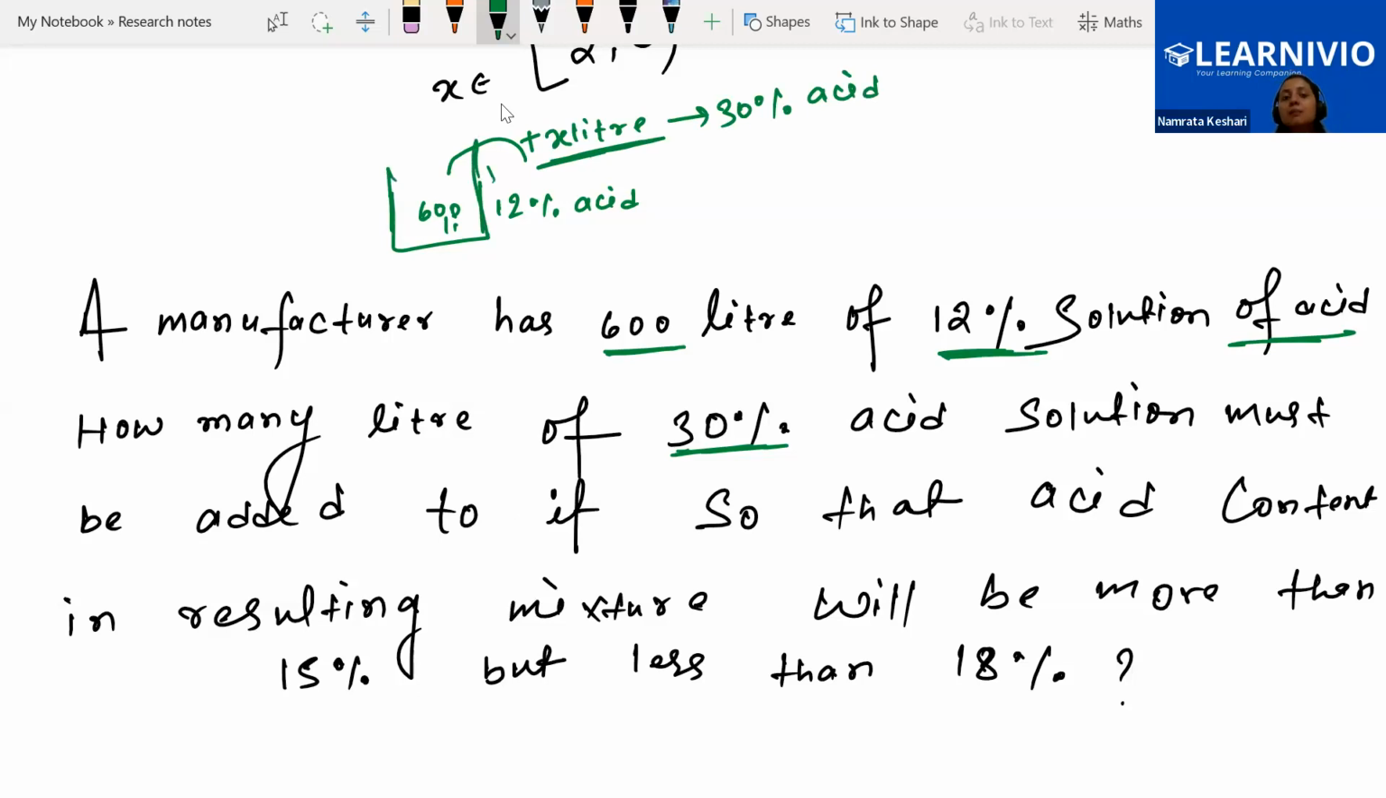Now what the question says: a manufacturer has 600 liter of 12% solution of acid. How many liter of 30% acid solution must be added? Let's say X liter we are adding. So what is the resulting mixture? Can we say now the resulting mixture, the total quantity, became 600 plus X liter? Yes or no?